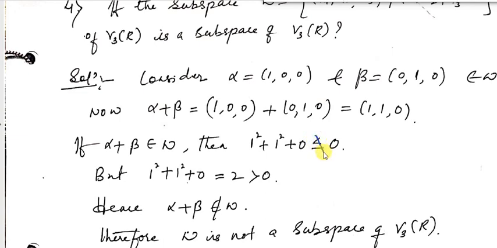This is not less than or equal to 0, right? This 1 square plus 1 square. So the vector addition alpha plus beta, 1, 1, 0, is not satisfying the condition of the given set, because 1 square plus 1 square is 2, which is greater than 0. Hence alpha plus beta does not belong to W. Therefore W is not a subspace of V3R or R3.